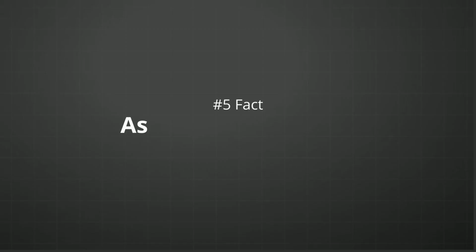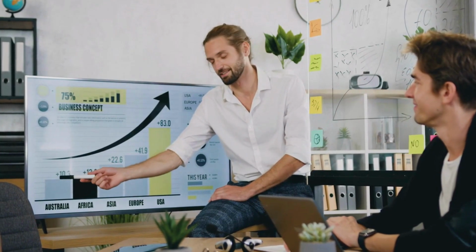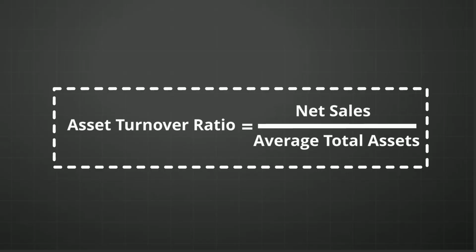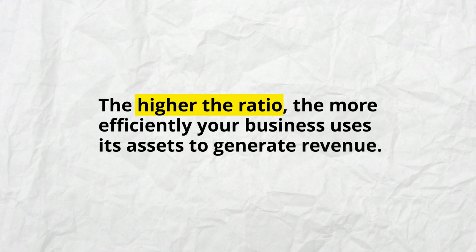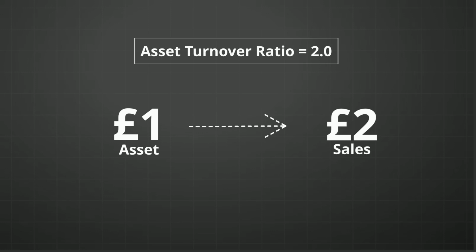Number 5, asset turnover ratio. Asset turnover is an important performance metric that measures how efficiently a business utilizes its resources to generate sales revenue. Accountants calculate it. Asset turnover ratio is equal to net sales over average total assets. The higher the ratio, the more efficient your business uses its assets to generate revenue. Since it is a multiple, a figure of 2.0 means that for every £1 of assets owned, your e-commerce business makes £2 in sales. Note that it's more meaningful to compare your metric to competitors in the same industry.